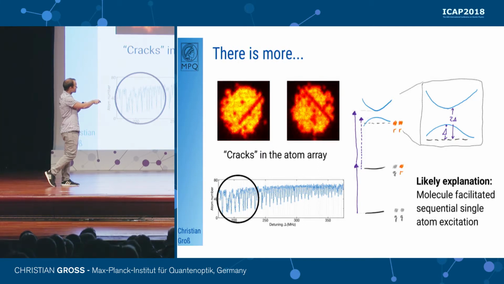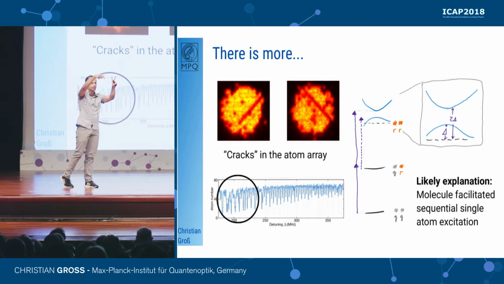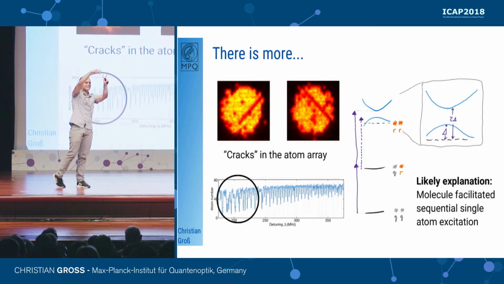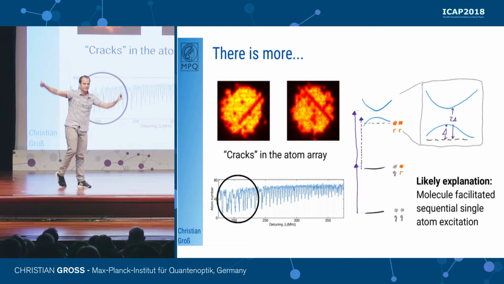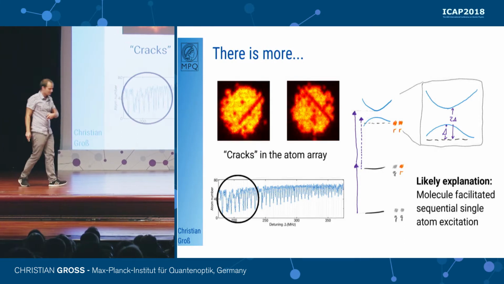So if we are two-photon resonant here, we are actually single-photon resonant for a configuration where you have two Rydberg atoms here and a ground state atom here. That means basically we have a molecular seed, and then we have here a single-photon resonance, so it goes very quick that we get these cracks. So that's at the moment our idea for this one.